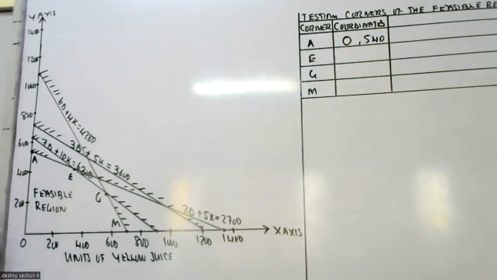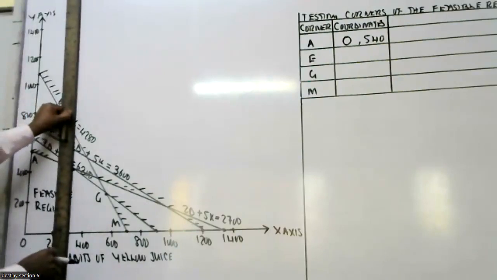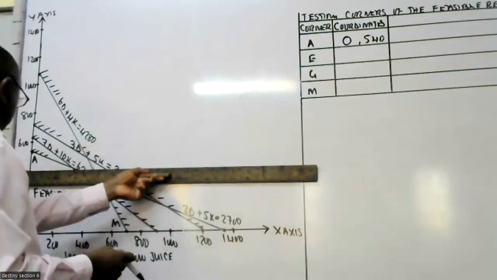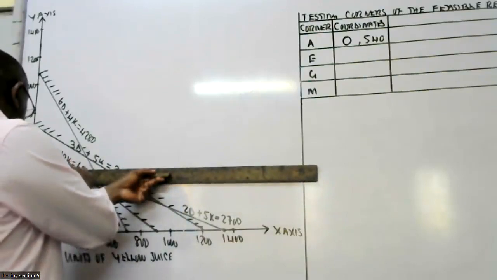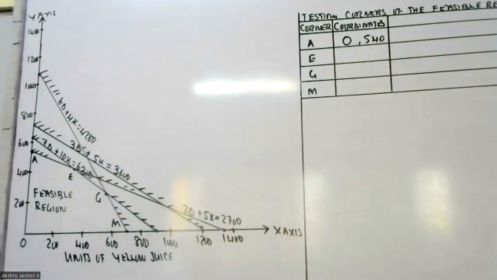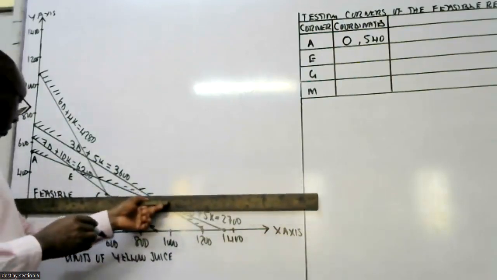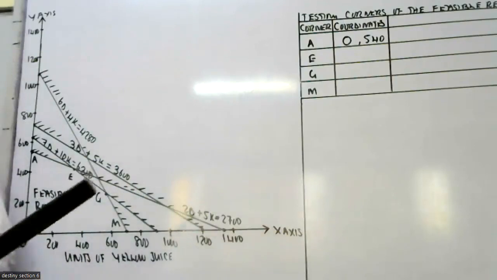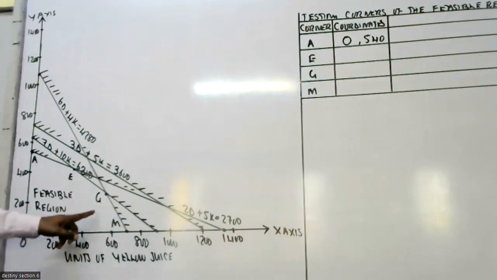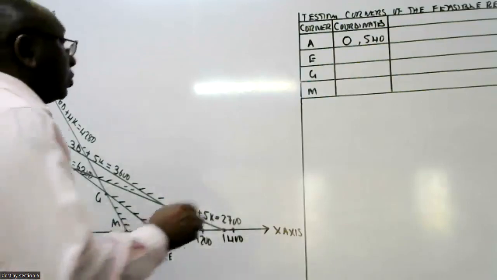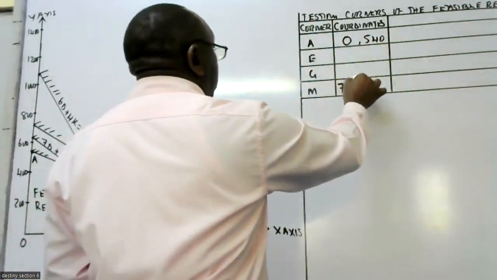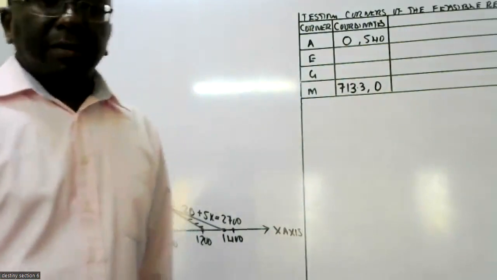When I come to E, I don't know whether I'm able to exactly read this. It appears like this is the 320. G, the same thing. Then M is this one. So it is 28 divided by 4, or 28 divided by 6. So 7.1. So M is 713.3 and 0.